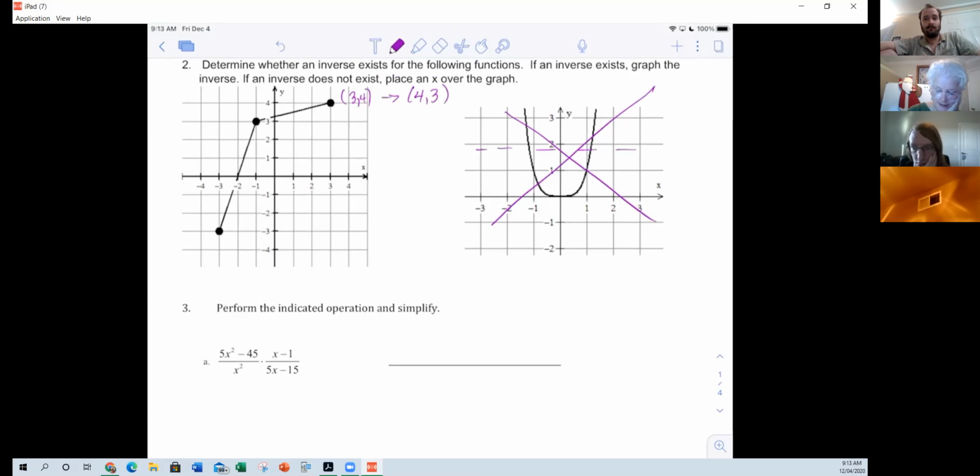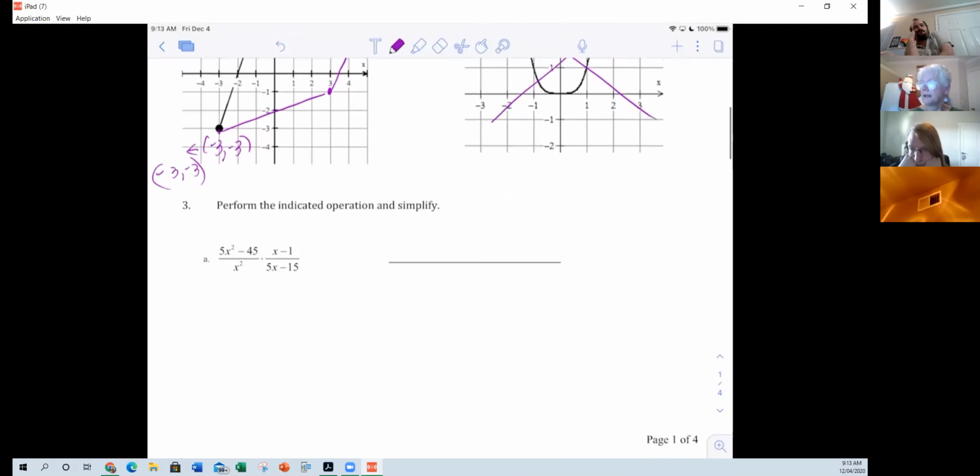This point is negative 1, 3. So the point on its inverse would be 3, negative 1. This point is negative 3, negative 3. So a point on the inverse would be negative 3, negative 3. So 4, 3. 3, negative 1. Negative 3, negative 3. It should look like that.